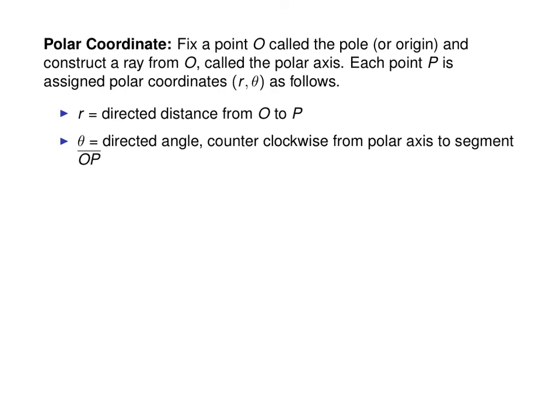So fix a point O called the pole or origin. So there's my point O. And construct a ray from O called the polar axis. So there's the polar axis. Each point P is assigned polar coordinates (r, theta) as follows. r is the directed distance from the origin to the point P. So that is r. And theta is the directed angle measured counterclockwise from the polar axis to segment OP.